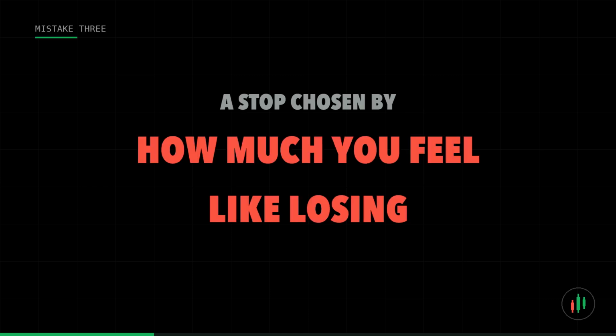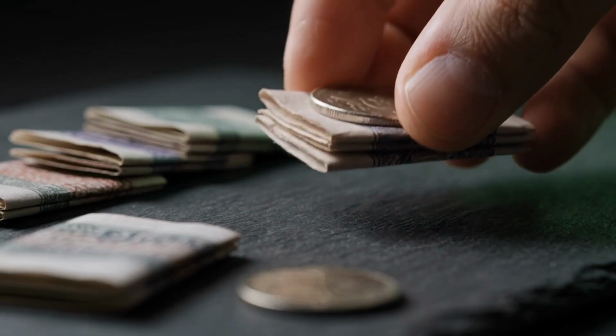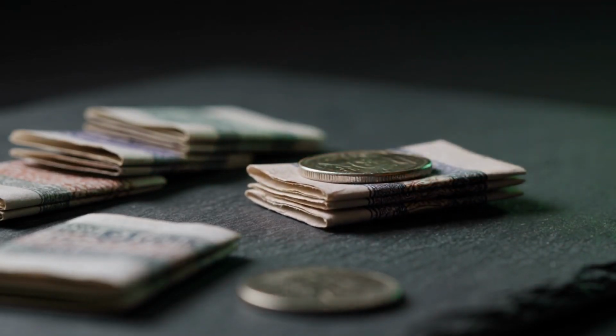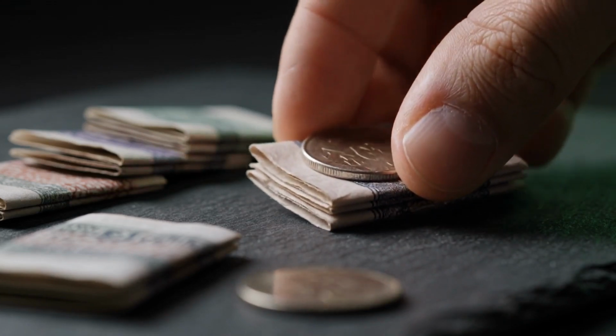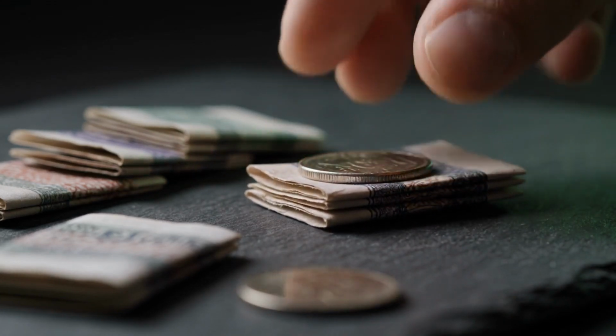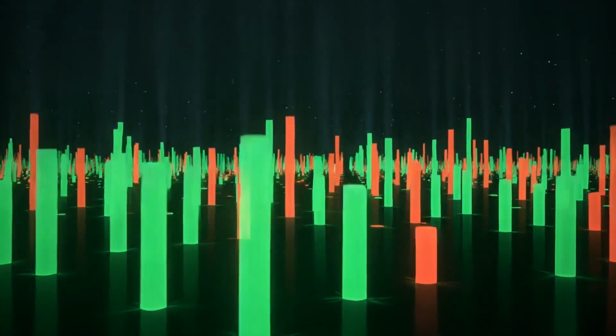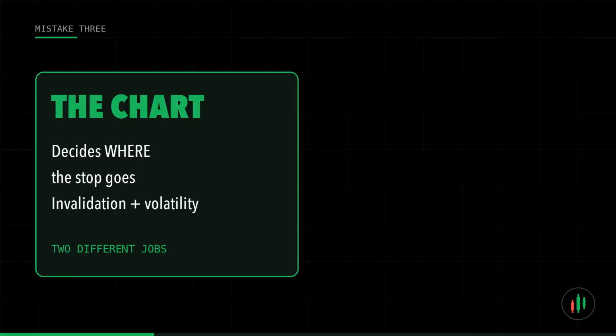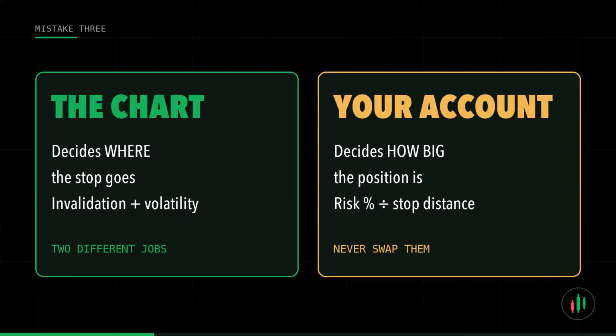The third mistake does the most damage, and it has nothing to do with the chart at all. It is choosing your stop by how much money you are willing to lose. $50 feels like enough, so the stop goes $50 away. That number came from your feelings about money and was never connected to what price actually does. On an asset that moves 1.5% in a normal day, a stop 0.5% away is not a risk decision, it is a coin flip you have to pay for. The chart decides where the stop goes, your account decides how big the position is.